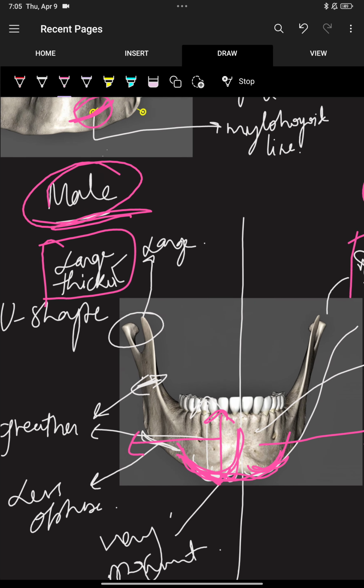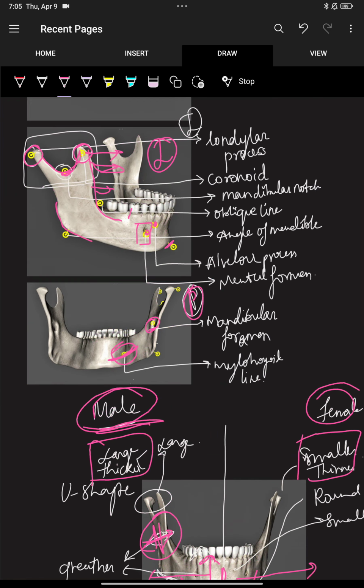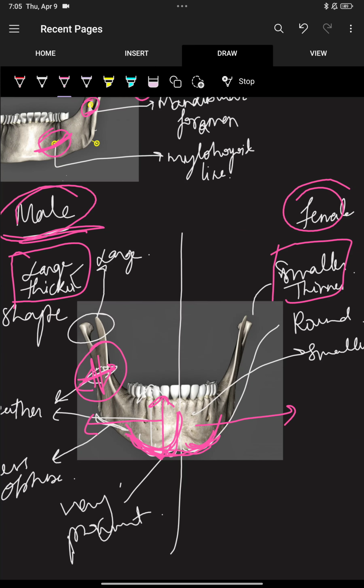Then we have the ascending ramus. See, I said this is the ramus, right? This part is called the ascending ramus. The breadth of the ascending ramus is great. It has greater breadth in male as compared to females.